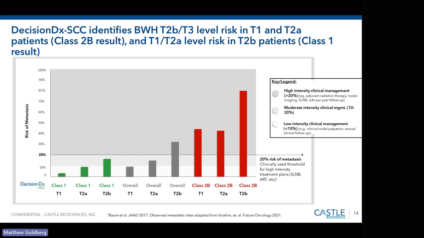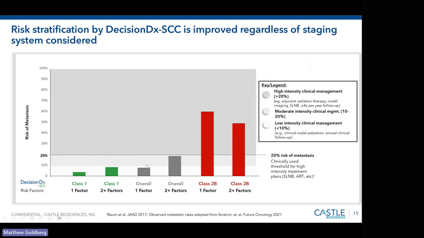Essentially, when using GEP in combination with staging approaches, the DecisionDx-SCC test result can identify Brigham and Women's T1 and T2A patients who have T2B-like risk, and on the other end of the spectrum can identify Brigham and Women's T2B tumors that have risk that's similar to a T2A-like risk. Again, this approach also holds for a risk stratification approach that relies on NCCN risk factor counts.